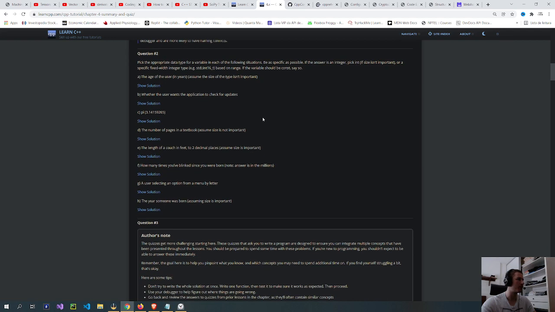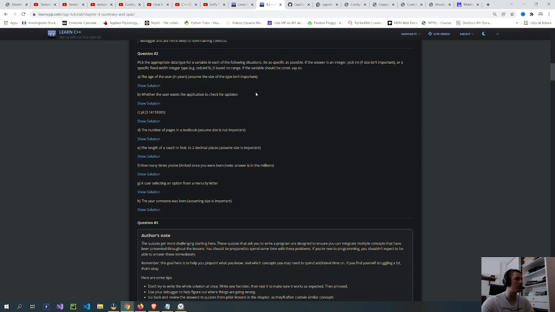Question 2. Pick the appropriate data type for a variable in each of the following situations. Be as specific as possible. If the answer is an integer, pick int if size isn't important, or specify a fixed-width integer type with size based on range. If the variable should be const, say so.